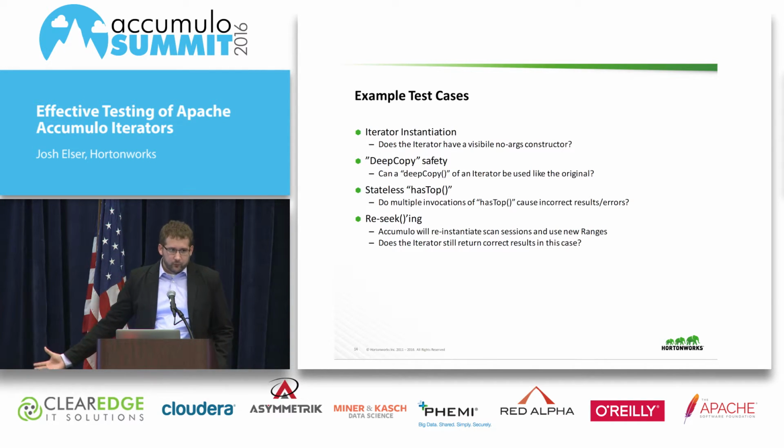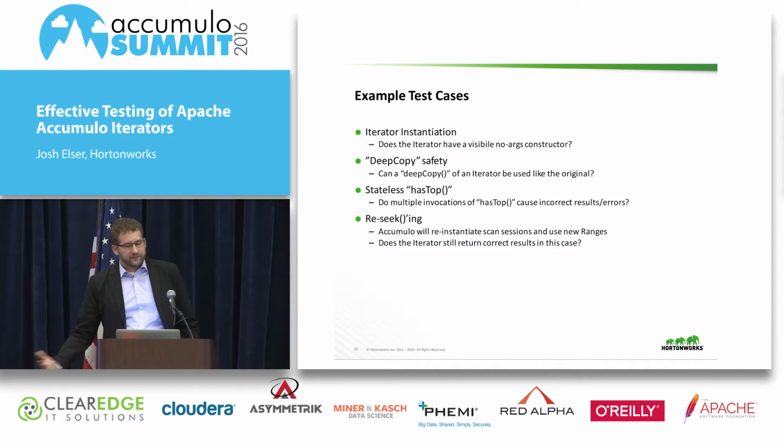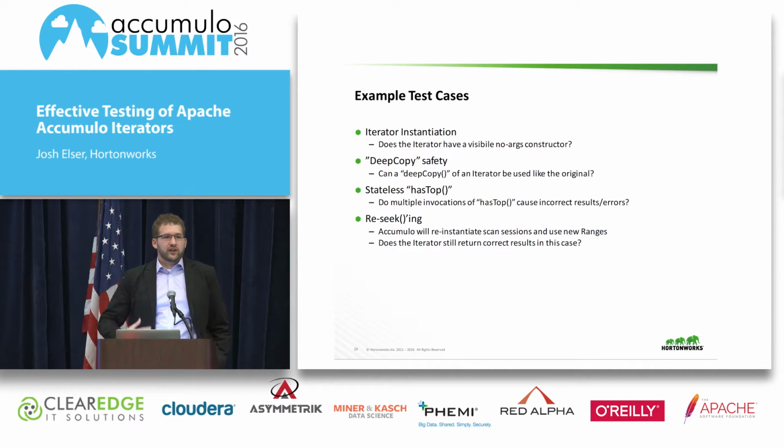Deep copy is one of the methods on the iterator interface. So, does a deep copy of an iterator actually operate independently of the source it was copied from?